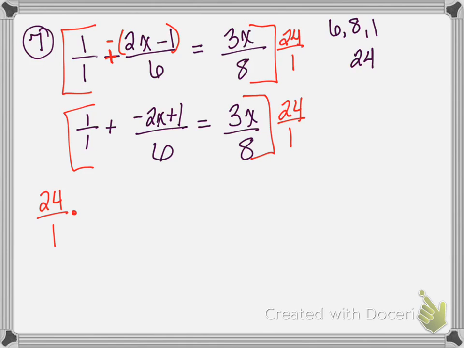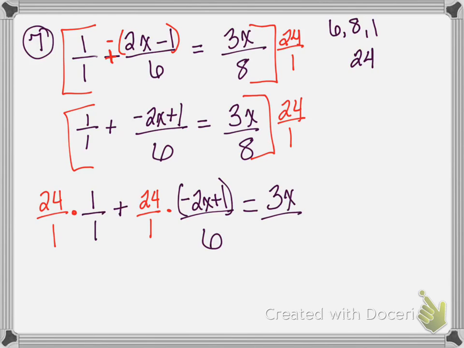So 24 over 1 times 1 over 1. Then I have 24 over 1 times negative 2x plus 1 over 6. And I'm going to go ahead and put that in parentheses just so I don't lose anything. It's just a good habit to get into. Then I have 3x over 8, and I am multiplying that times 24 over 1. Okay?